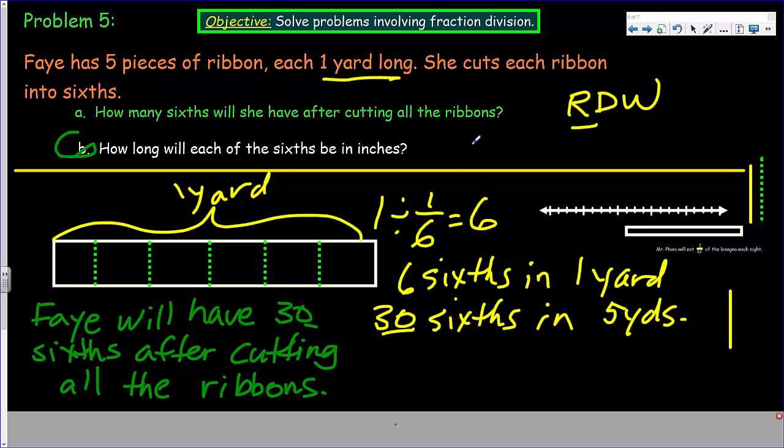Can we check our work? 6 times our 1/6 is 6/6, which is equal to 1. And it gets us back. And we determine that there is 6/6 in 1 yard, in this 1 whole. And then we multiplied. Now we need to convert into inches.